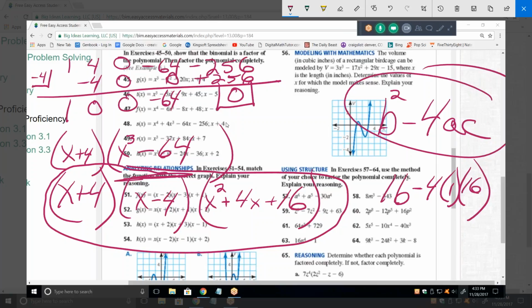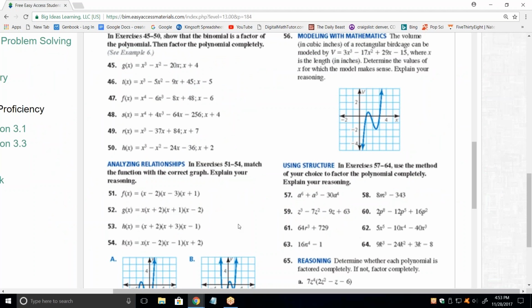That's your answer. And this time I'm relatively certain this is acceptable because it just says factor the polynomial completely. It doesn't say all the way down to its imaginary solutions. I'm betting if you did have answers in the back of the book, this would be what it is. Okay. Let's see. That was 48. Yeah. There's something pretty interesting about 48.